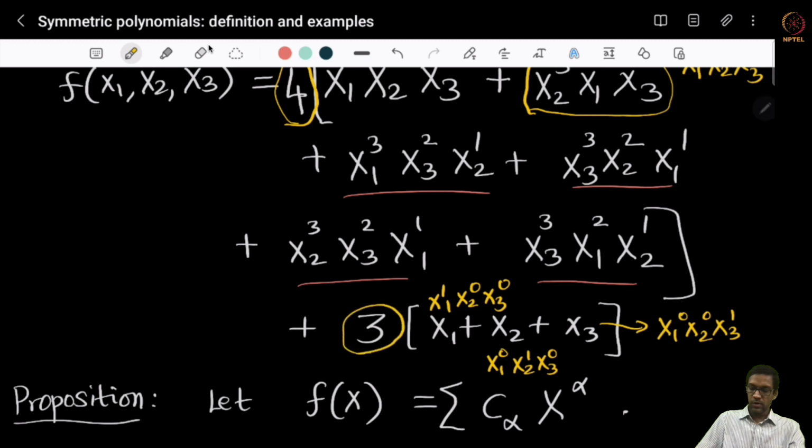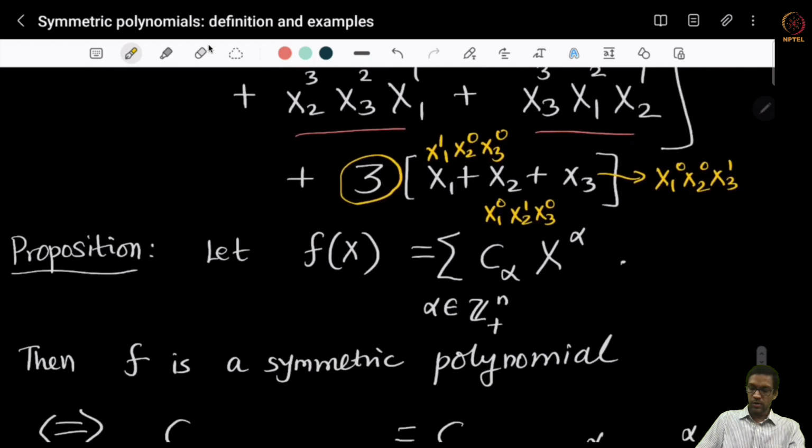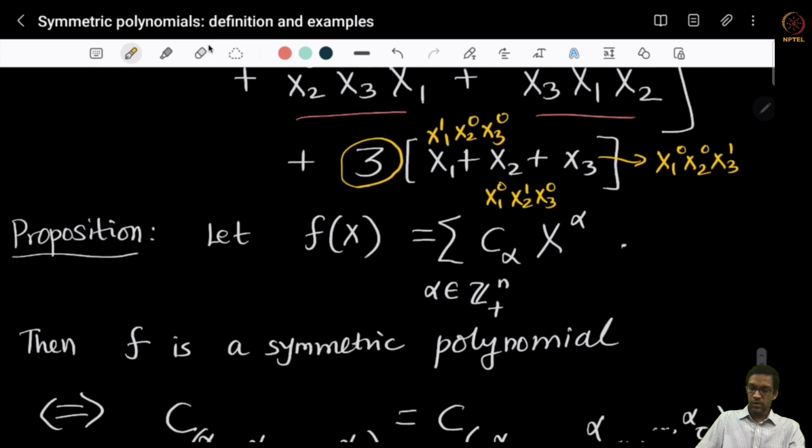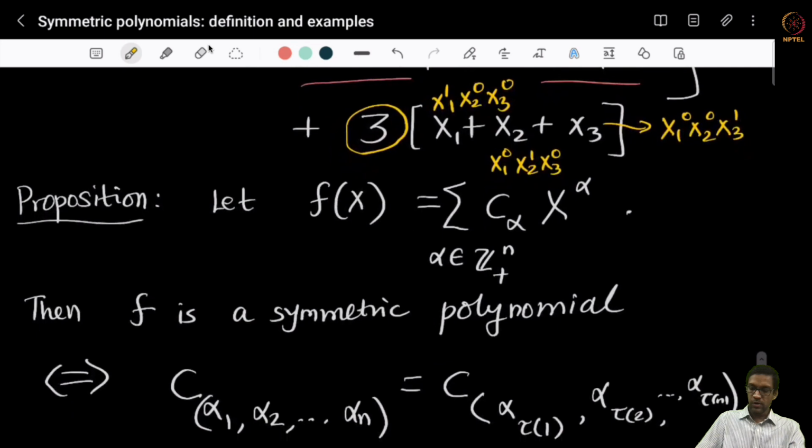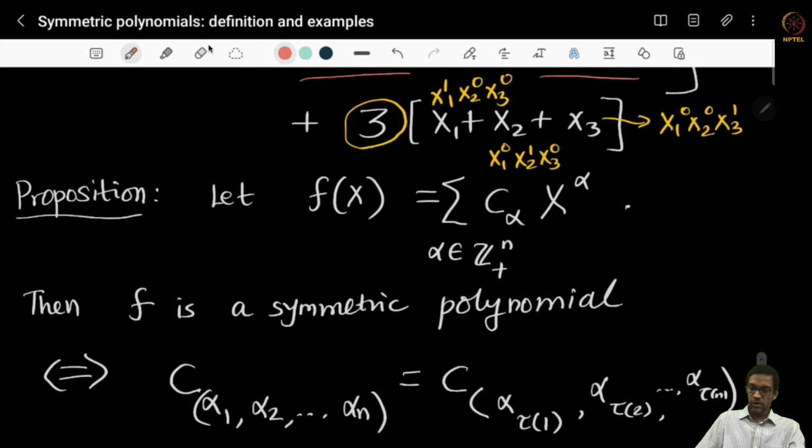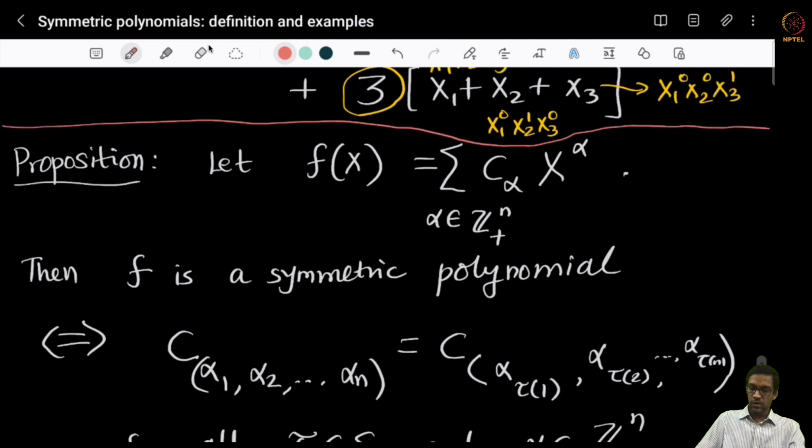So that's really what this proposition is saying. Here's the proposition: if you write f of x as a linear combination of monomials, then f is symmetric is the same as saying that the coefficients c alpha will turn out to be the same as the coefficient of the monomial which is a permutation of alpha. Good. So that's the first proposition.